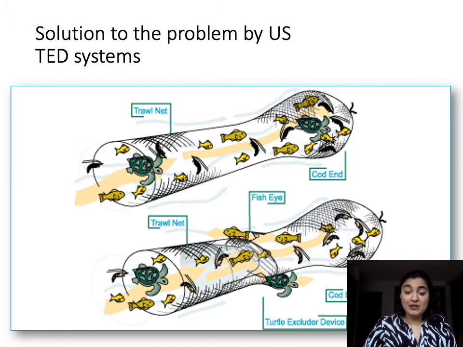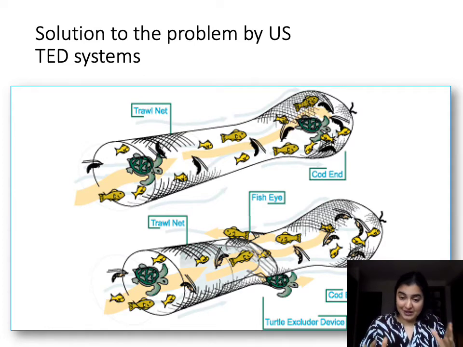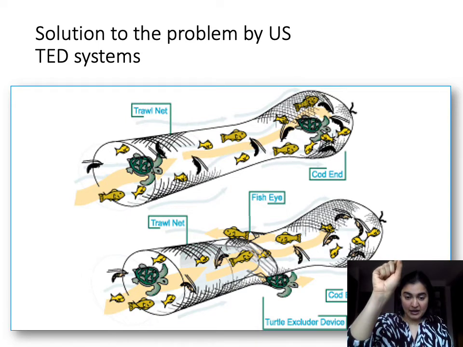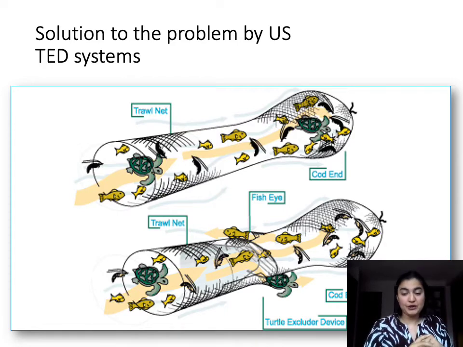So the US came up with TEDs, right? Turtle excluder devices, where what they did was quite clever, right? They inserted a grid of bars in the center of the net. So as you can see in the bottom picture, they have inserted a metal grid at the center of this net with some metal bars. And they have a fish eye at the top and a fish eye at the bottom.